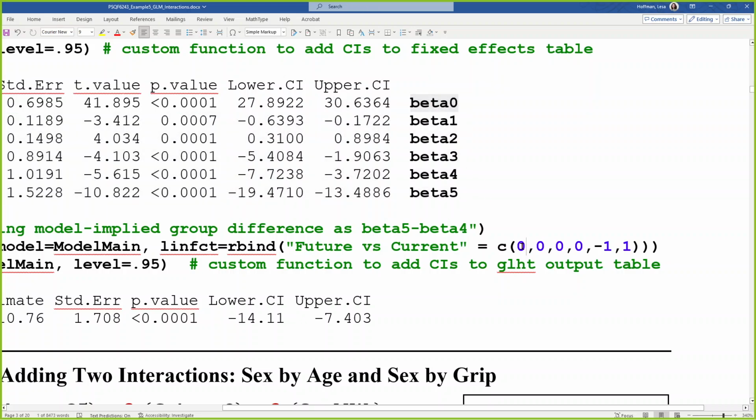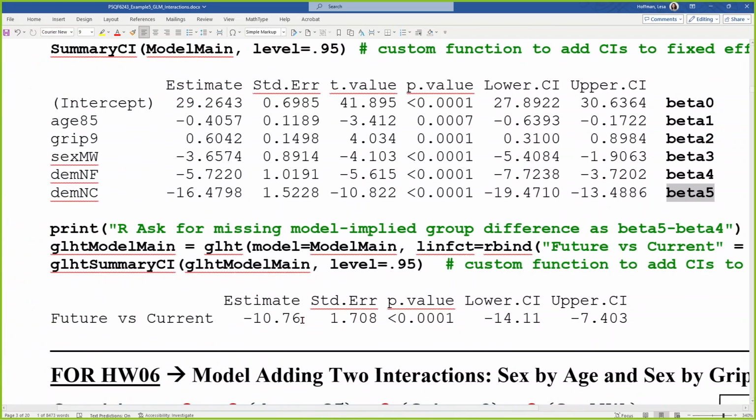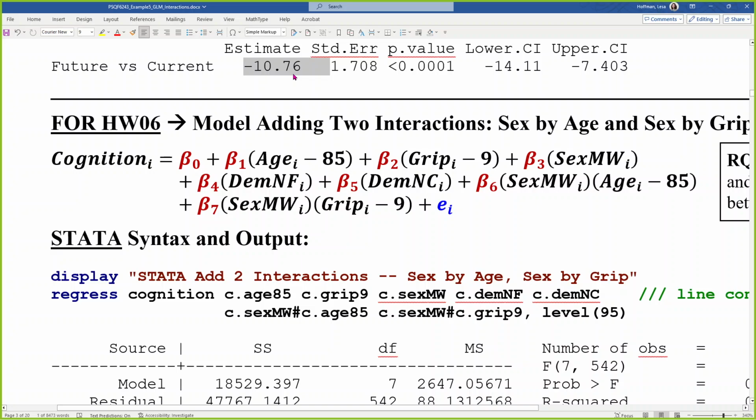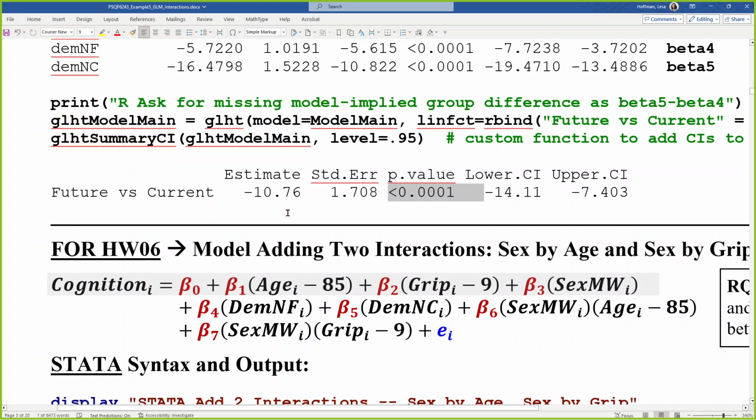Based on the model order of the effects, beta 0 refers to that 0, because I don't need a beta 0 if I'm interested in testing the difference between these last two groups. What I need is -1 times beta 4 and 1 times beta 5. That is a roundabout way of saying beta 5 minus beta 4, which is the difference between the two. So if I have -16 versus -5, the difference is that -11 there. And there's my hypothesis test, my new little function here that adds the confidence intervals as well. Okay, not so bad, right?